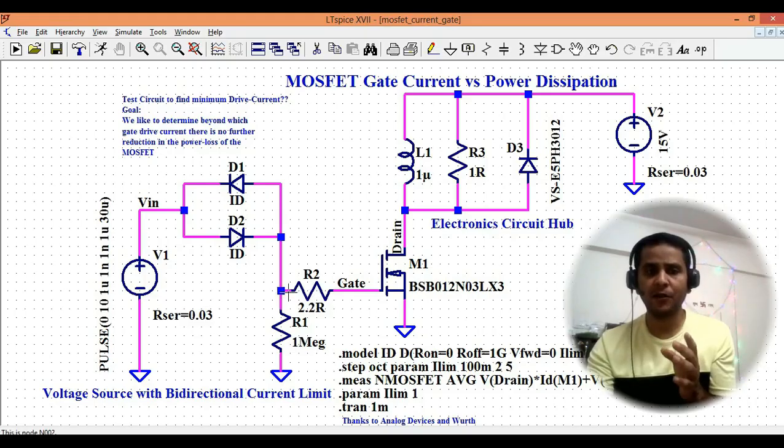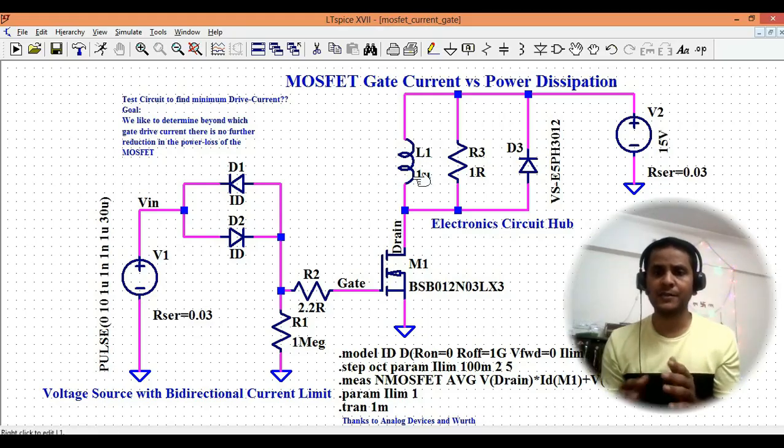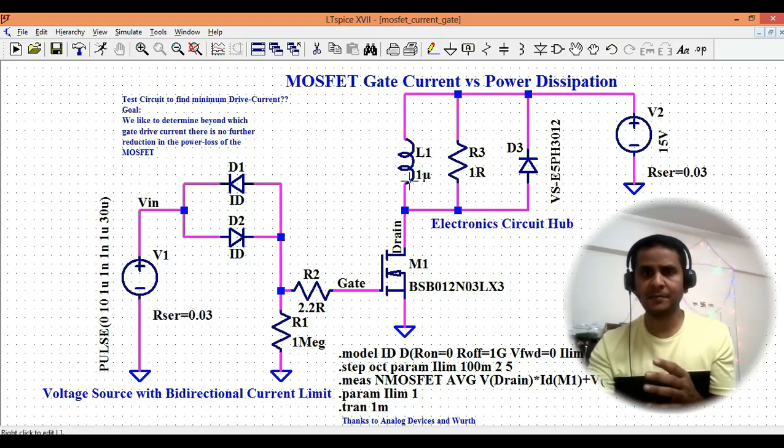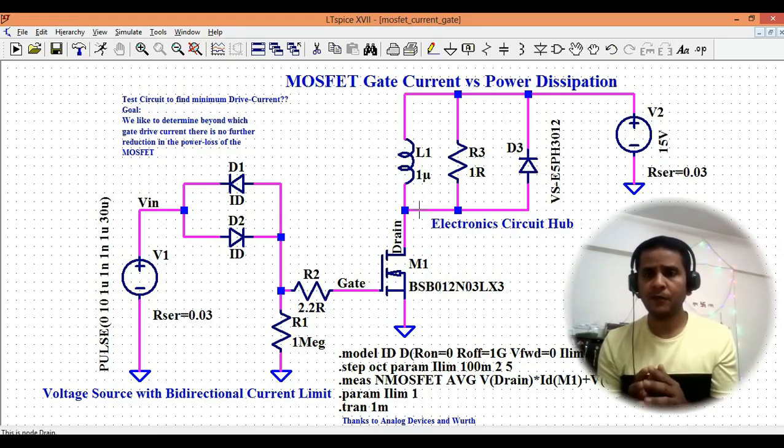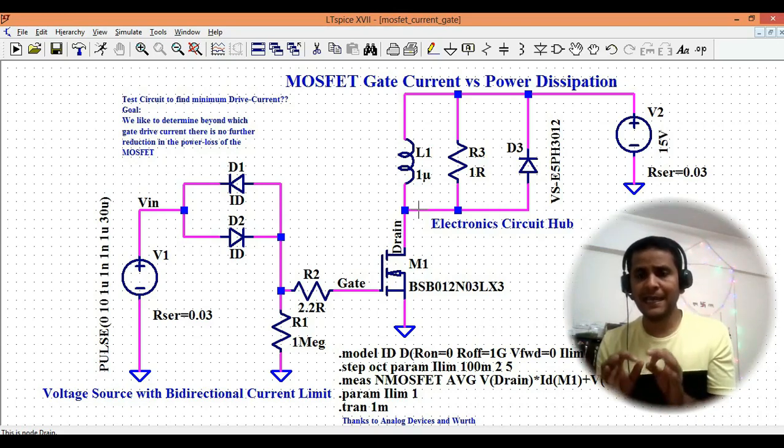And this is a 1 mega ohm resistor here, and then this is 2.2 R. This is the gate resistance, a very low value gate resistance I have used. Then this is my MOSFET M1, and if you look at the drain side of the MOSFET, I have used one voltage source of 15 volt, and then I have used L1, that is the inductor, to simulate the inductive load. In parallel with your inductor, you have a 1 ohm resistance, and this is the freewheeling diode again.